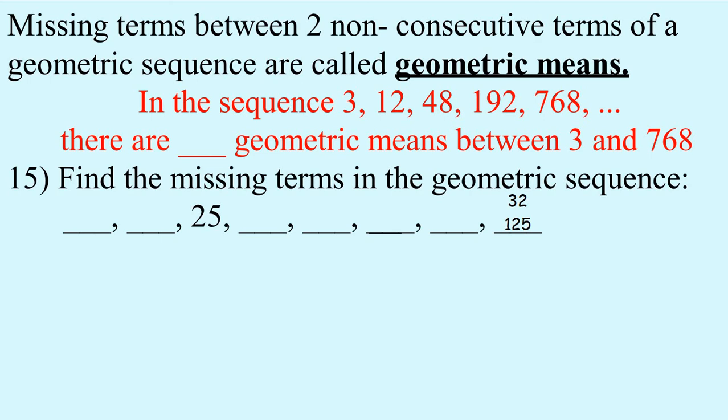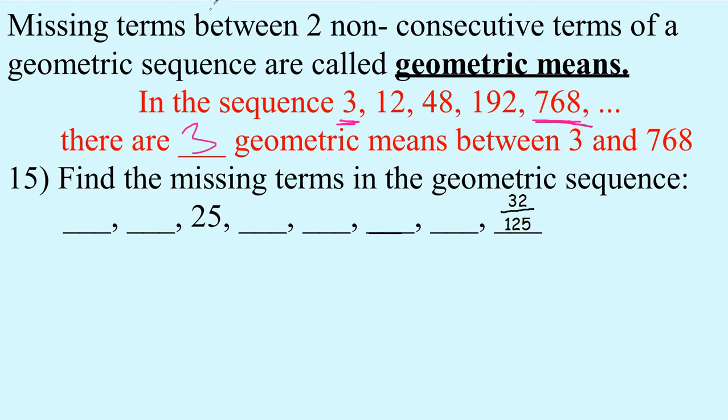Okay, so we talked about arithmetic means, the numbers in between non-consecutive terms. Well, we can also have geometric means. So between 3 and 768, there are 3 geometric means between them. Okay, so the numbers between.